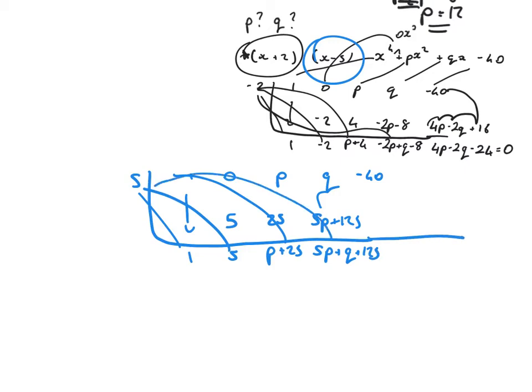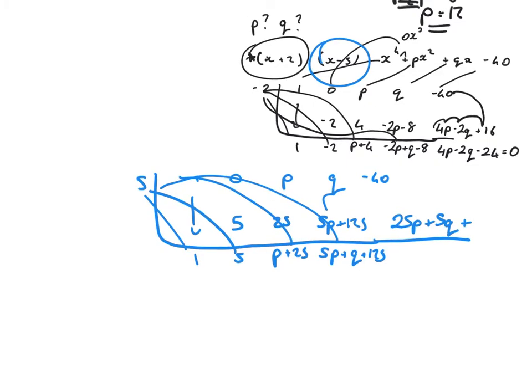Multiply that by 5, and that will be 25p plus 5q plus 625.